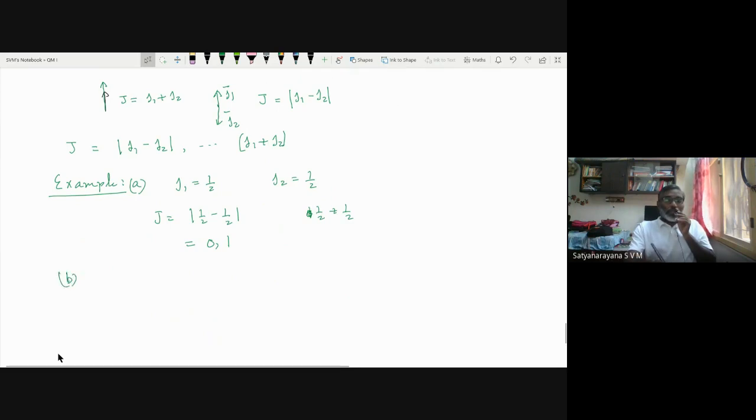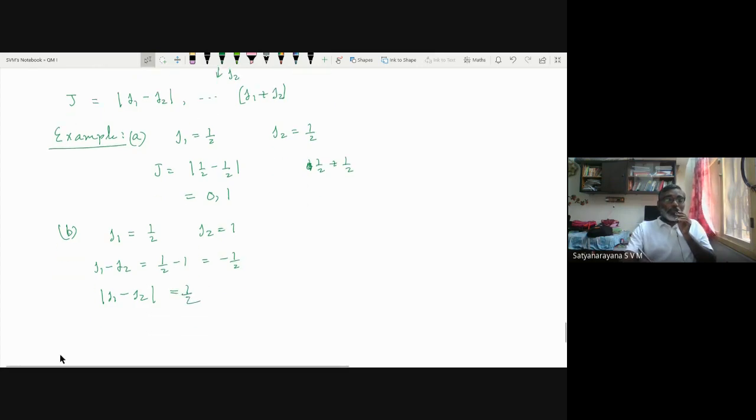Let's take another example. Let's say J1 is equal to half and J2 is equal to 1. Okay, then what happens? J1 minus J2 is equal to half minus 1, that is equal to minus half. But we should take modulus of that one, that is equal to half. That is modulus of J1 minus J2 is equal to half.